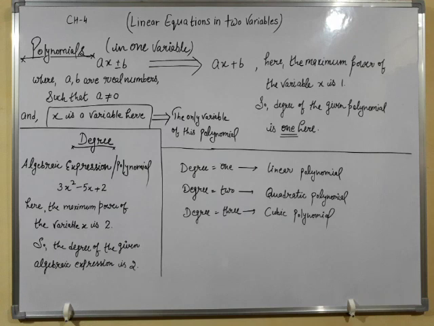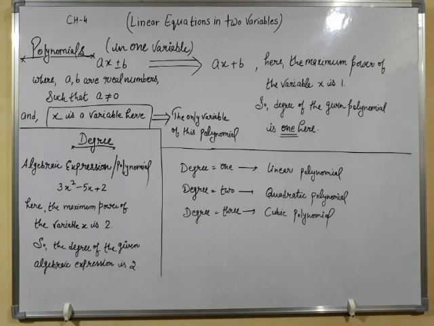Class 9 students, today we are going to start a new chapter, chapter 4, linear equations in two variables. Before starting this chapter, we need to revise a few definitions which we have studied in chapter number 2, polynomials. Polynomials are a special type of algebraic expression, and they can have one variable or more than one variable. Here we will discuss polynomials in one variable.